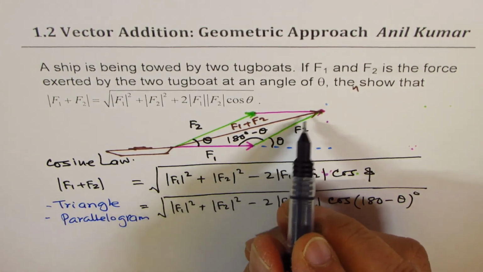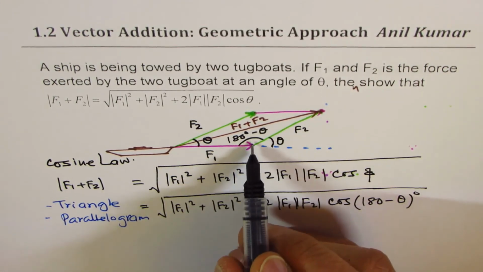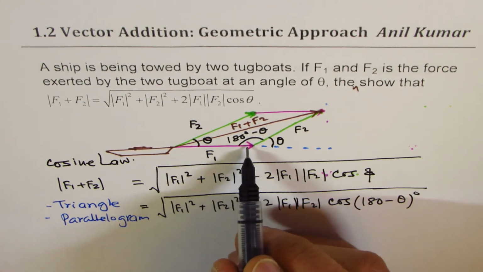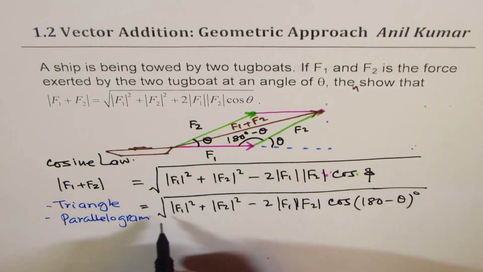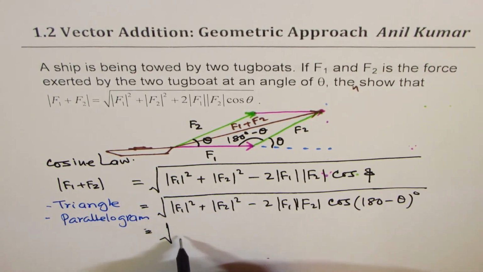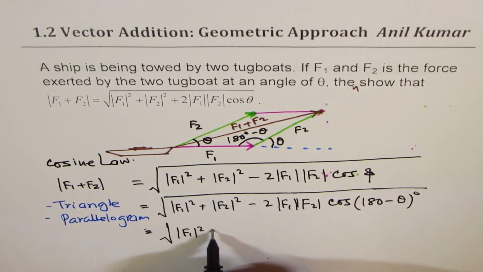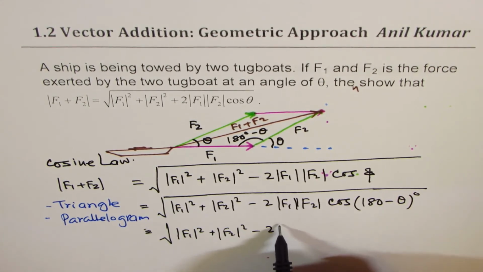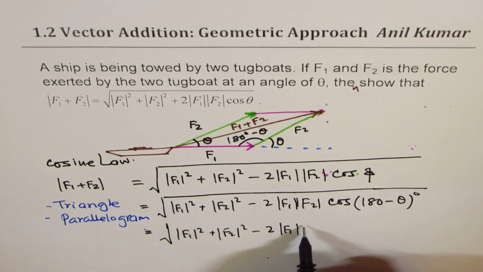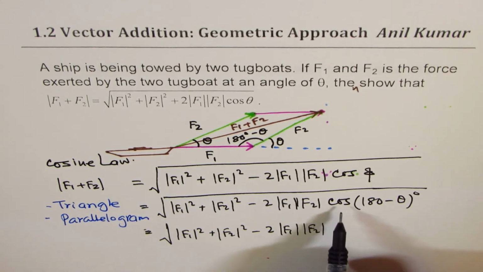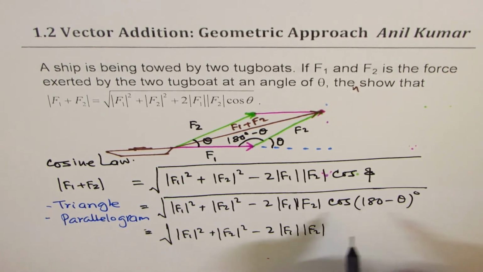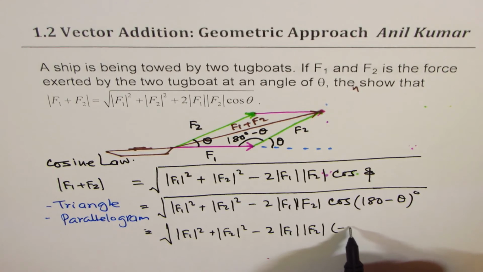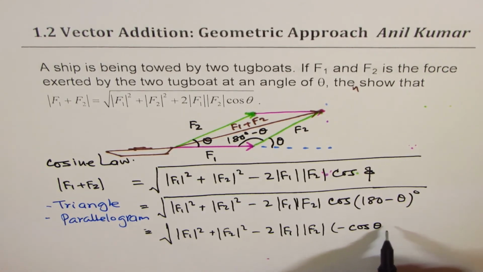And when you make a parallelogram or a triangle, in both cases, the angle formed is 180 minus theta. Now, this gives you F1 square plus F2 square minus 2 times F1 times F2 times. Now what is this? Cos 180 minus theta is minus cos theta.